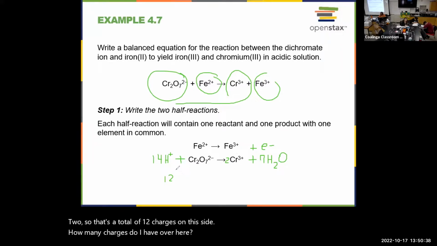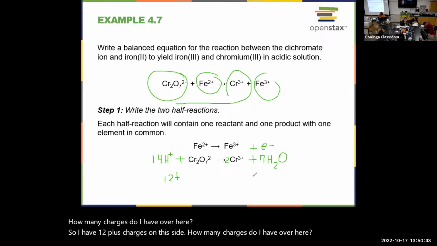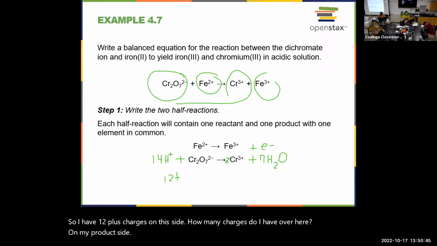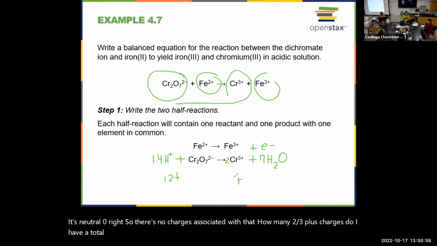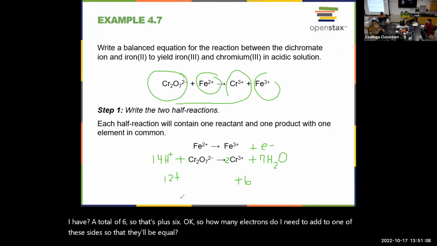So I have 12 plus charges on this side. How many charges do I have over here on my product side? Well, water is what charge? Neutral, 0, right? So there's no charges associated with that. How many 3 plus charges do I have? 6. I have a total of 6. So that's plus 6. Okay, so how many electrons do I need to add to one of these sides so that they be equal? 6 electrons to the left side.